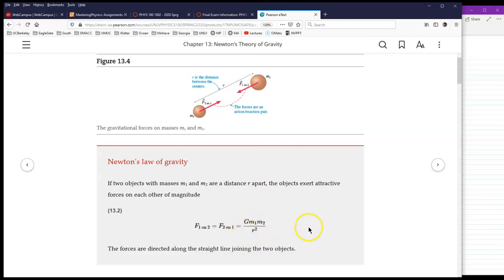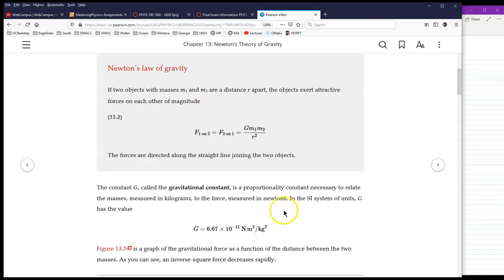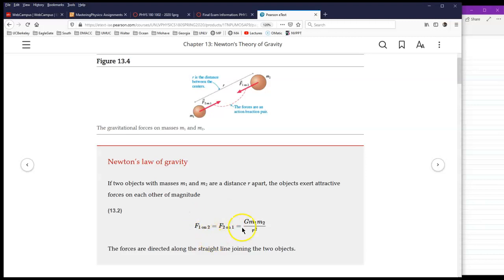Don't confuse it with small g, 9.8. This is the universal gravitational constant, and the value of it is 6.67 times 10 to the negative 11. And of course, because of Newton's third law, for every action there is a reaction. So the force on M2 due to M1, or the force on M1 due to M2, are equal. That's what he's saying here.